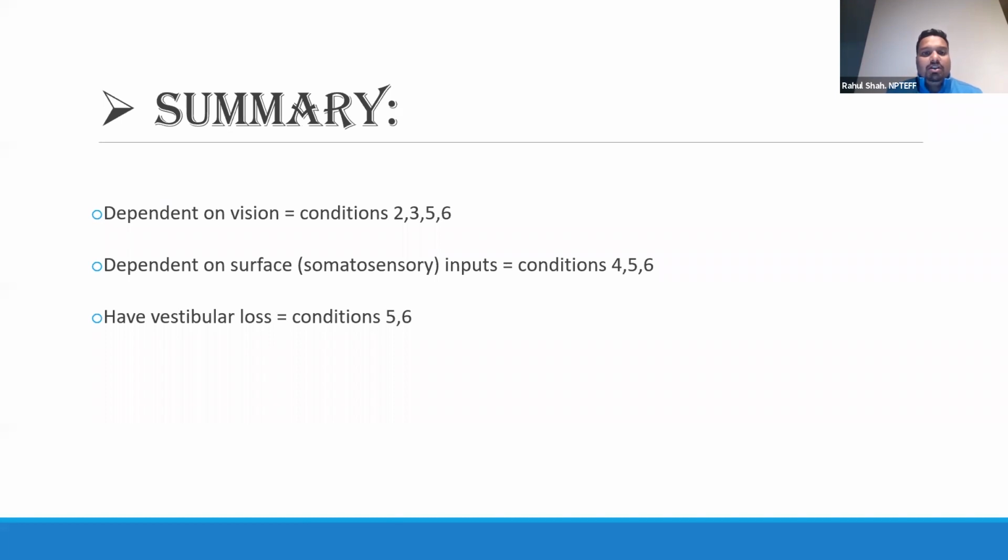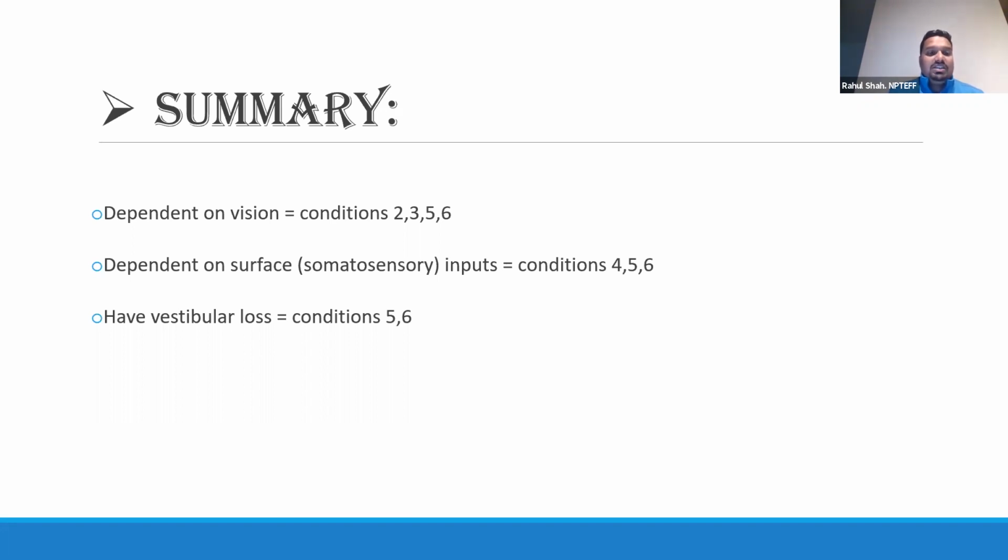Now, just a summary of everything that we discussed: you will be dependent on your vision in 2, 3, 5, and 6. In conditions 2, 3, 5, and 6, you either have your eyes closed or you have a visual conflict, which means your vision is going to be absent. So in these 2, 3, 5, 6, you're going to be dependent on your vision. Conditions 4, 5, 6 have a moving surface. So your somatosensory is going to be absent. So in these conditions, you will be dependent on your somatosensory system.